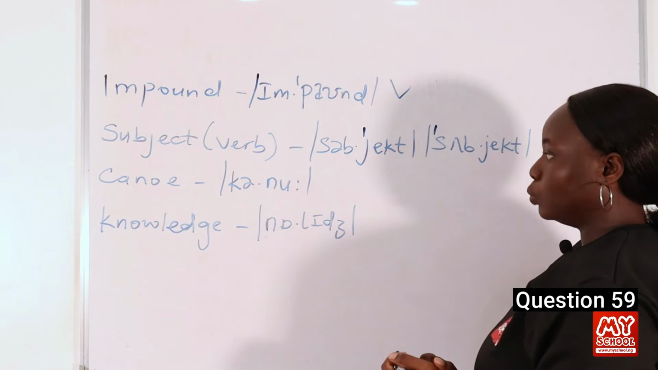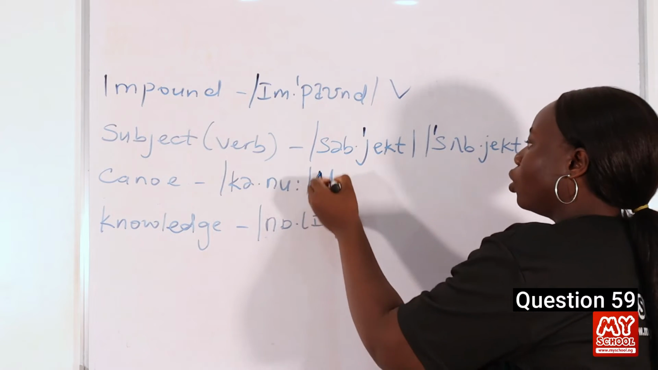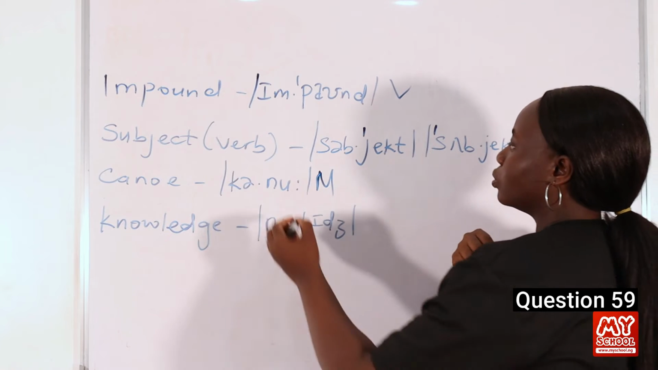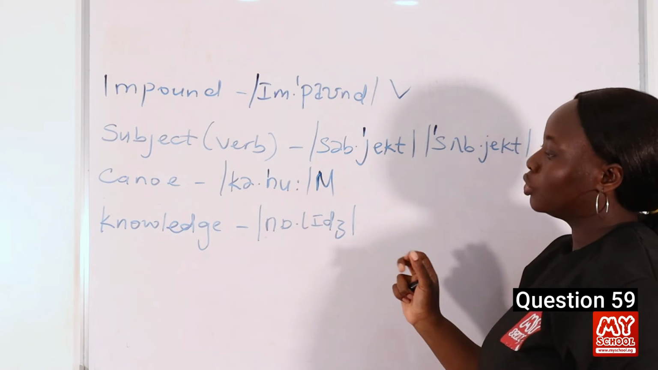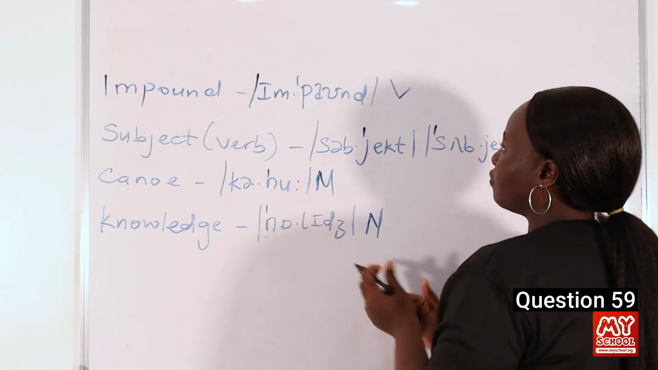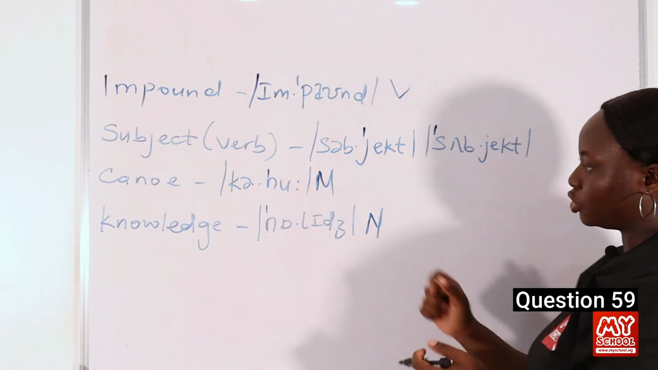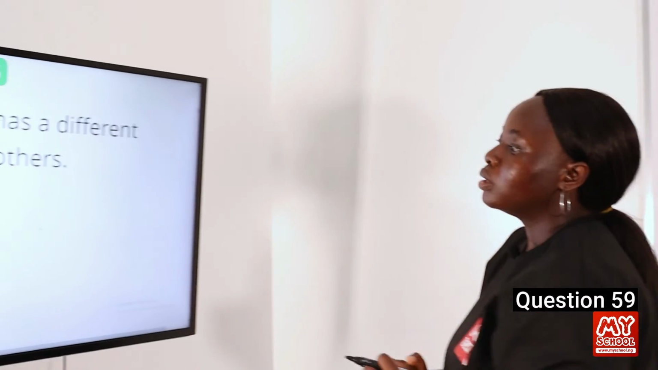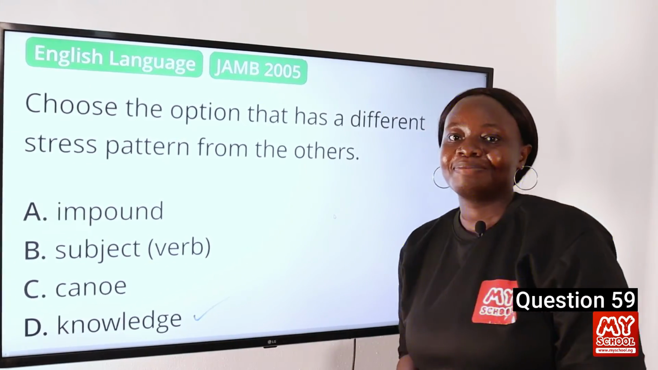Then for the word canoe, the stress is supposed to be on the first syllable because it's a noun. But because of the weak vowel in the first syllable, we move on to the next one. So the stress is on the second syllable. Then for the word knowledge, the stress is on the first syllable because it's a noun. So we can see that knowledge is the one that is different because the stress is on the first syllable. Let's go back to the screen to mark our answer. Since the stress is on the first syllable in knowledge, our answer to this question is option D.